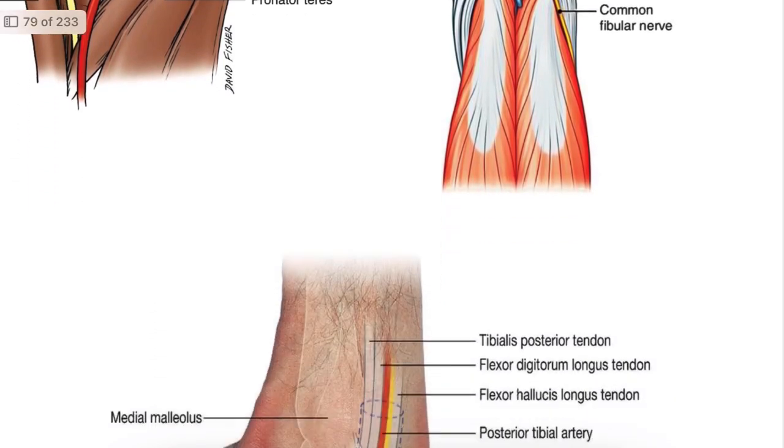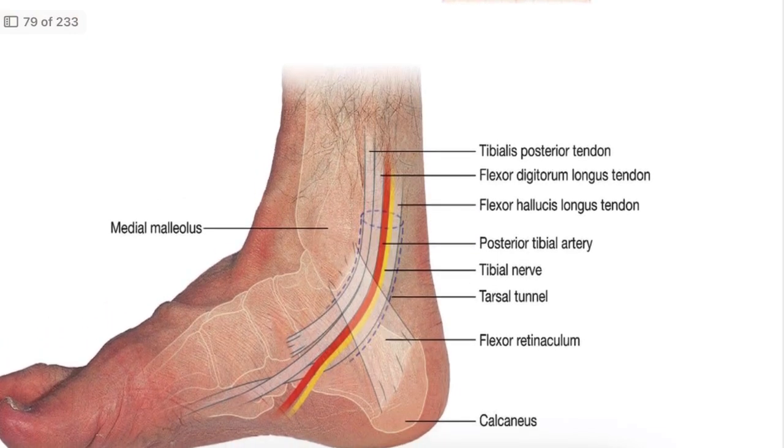Okay, next one, this is the posterior medial malleolus. For the posterior medial malleolus we have one mnemonic, that is Tom, Dick and Harry. Tom means tibialis posterior tendon, Dick means flexor digitorum longus, And means posterior tibial artery, and Harry means flexor hallucis longus tendon.